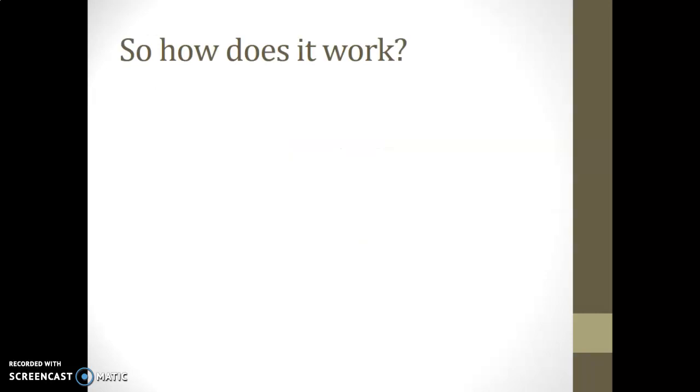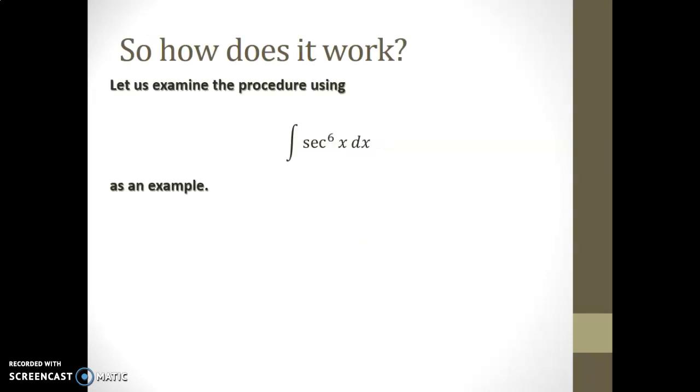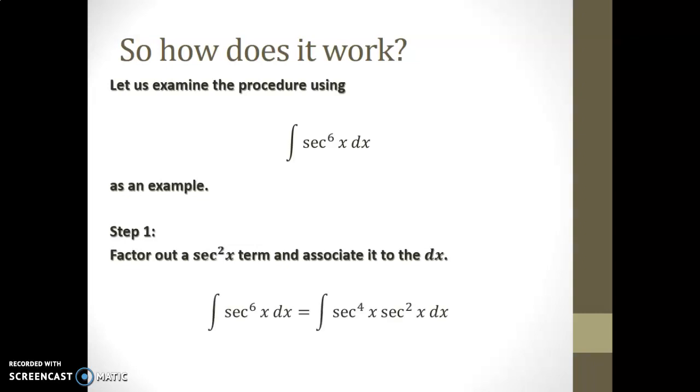So how does this method work? We're going to examine secant x to the power 6 as a guiding example. In step 1, factor out a secant square x term and associate it to the dx. This combination of secant square x and dx is meant to become du later on. In our example, secant x to the power 6 has become secant to the power 4 with the secant square x that we have pulled to the side with the dx.